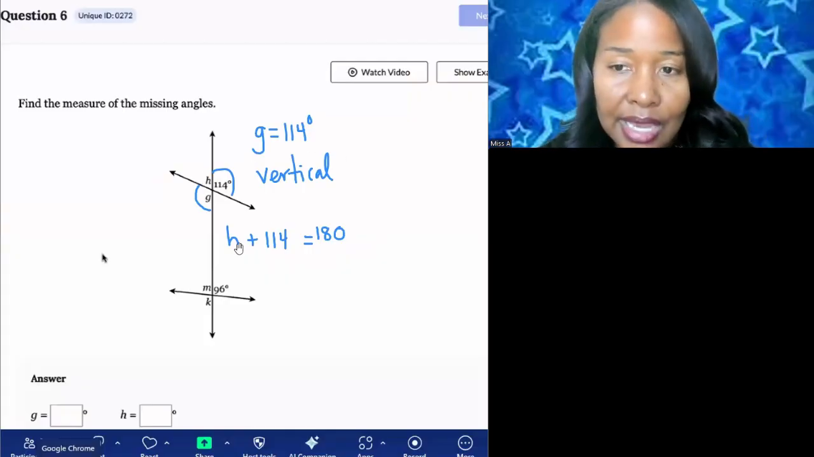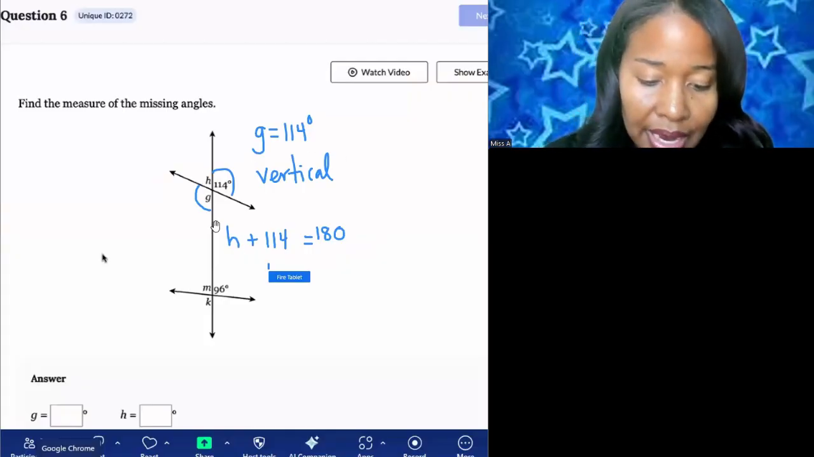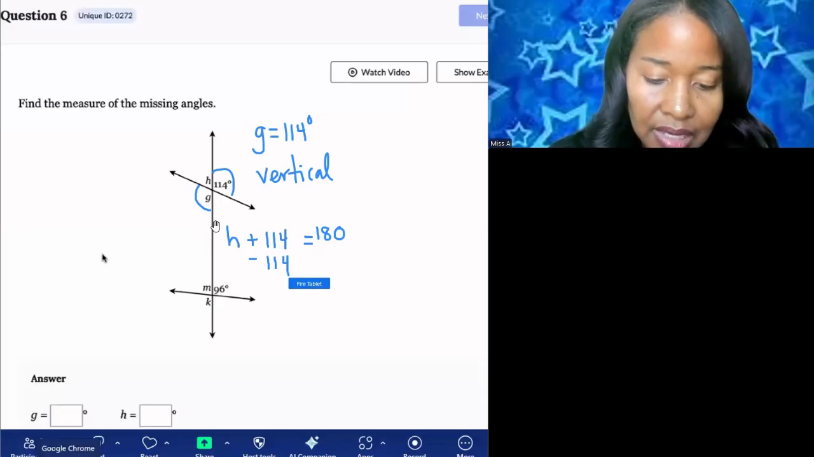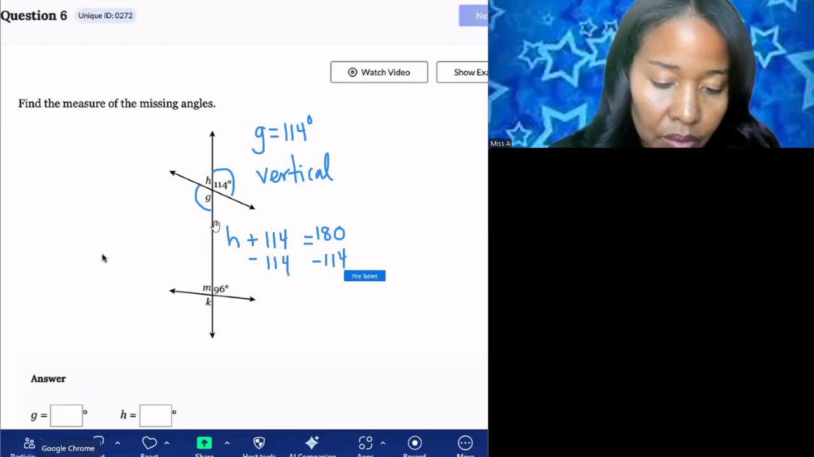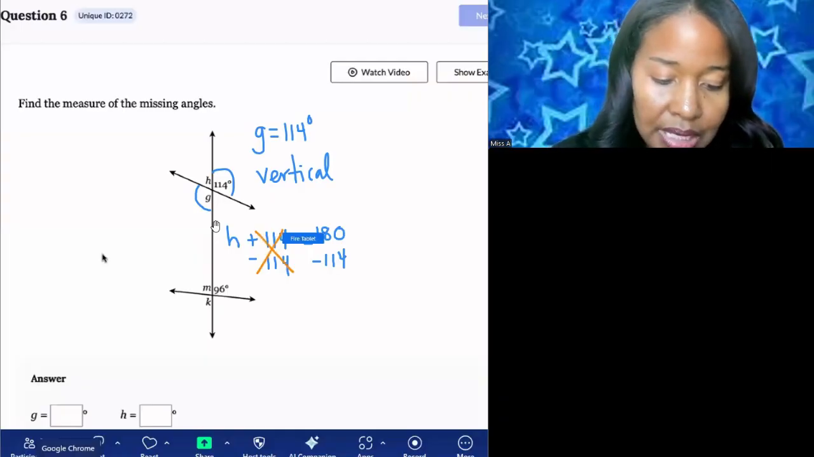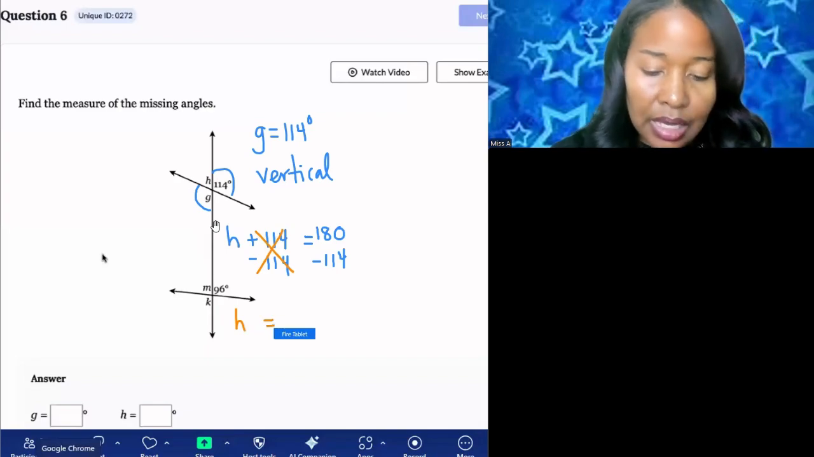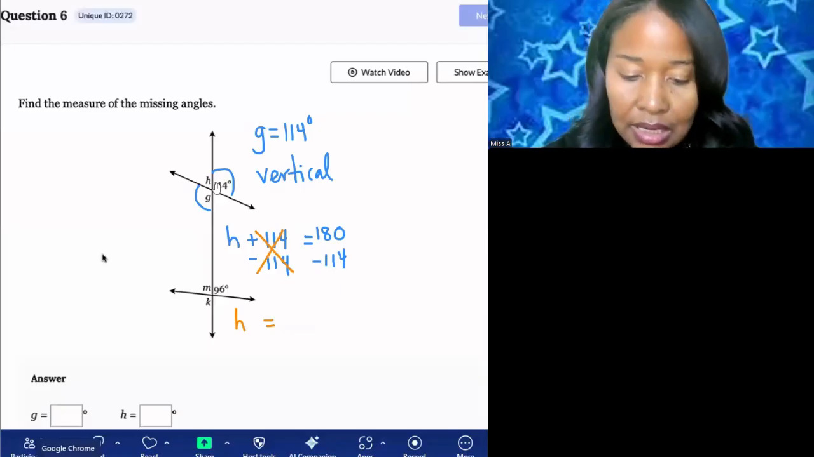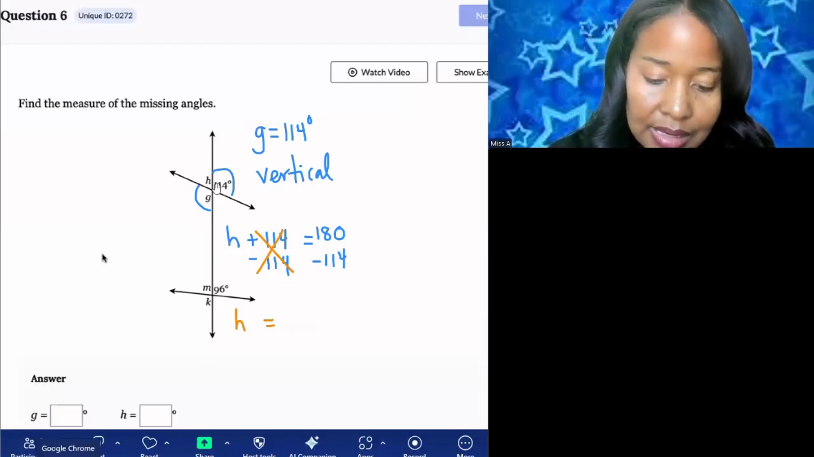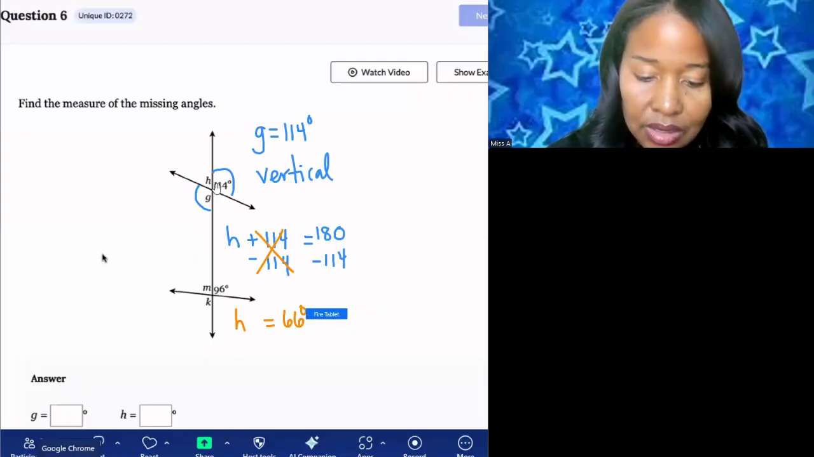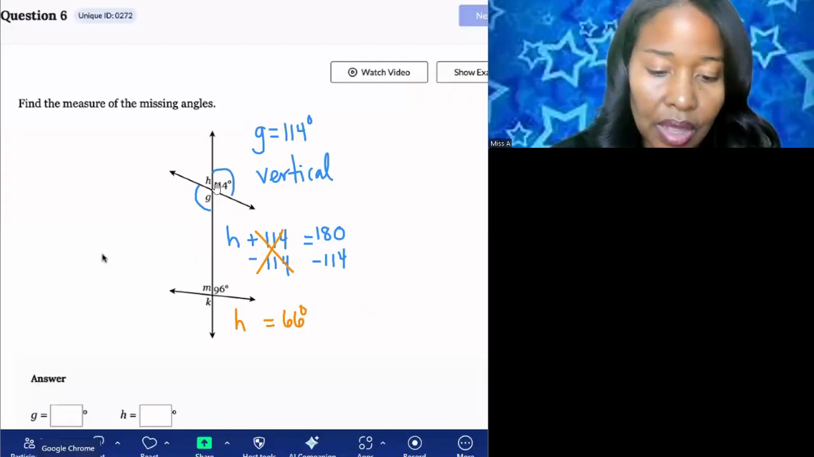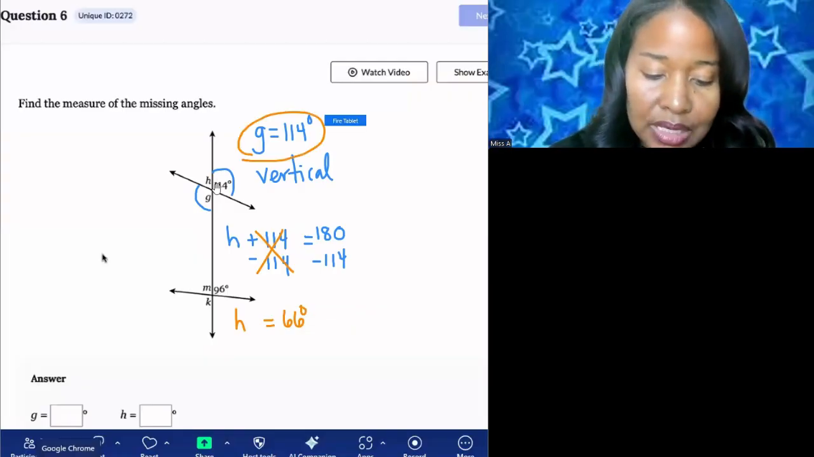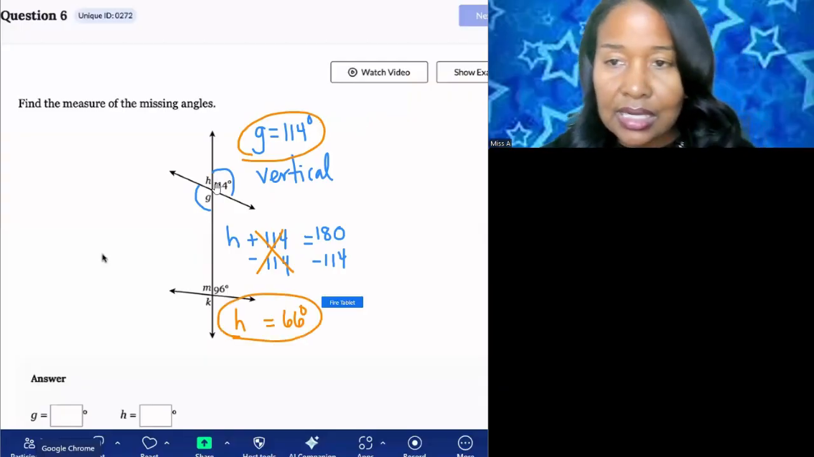In order for me to get the H by itself, I'm going to simply subtract 114 from both sides of the equation, right? This positive 114 and this negative 114 will cancel. So then I'm going to bring down my H, bring down my equal sign, and when I do the math here, 180 minus 114 gives me 66 degrees. So H is 66. So I've gotten G is 114, H is 66.